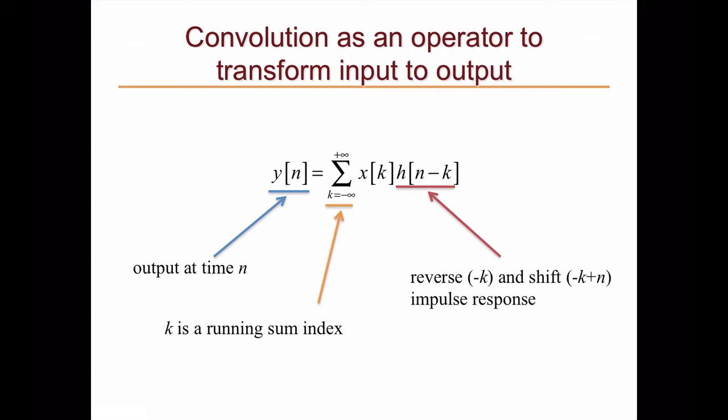The same equation, we can think of in geometric terms, that is, in terms of time operations. This is the output y at time n. k here is the running sum index from minus infinity to infinity. And this is the multiplication between the input x[k] and h[n minus k], which is the reversed and shifted version of the impulse response. So we can calculate the convolution by doing the reverse and shift operations, then multiplying with the input, and then calculating the summation of the multiplication.